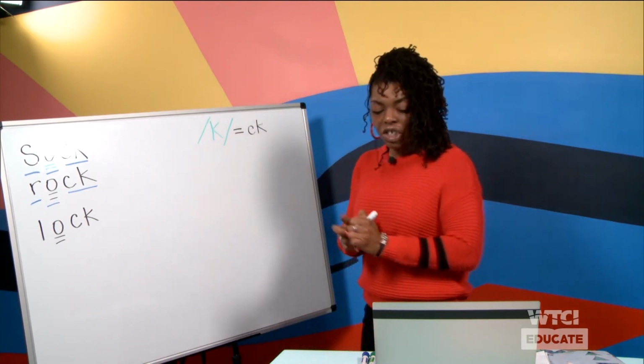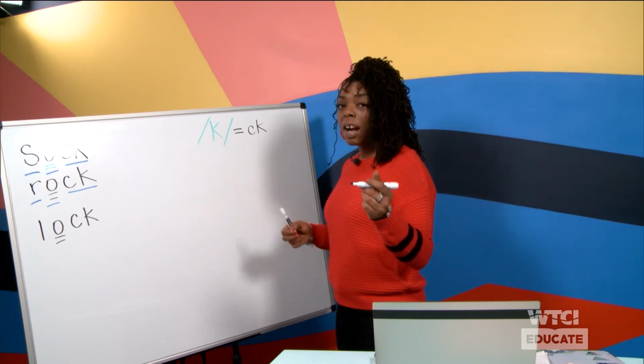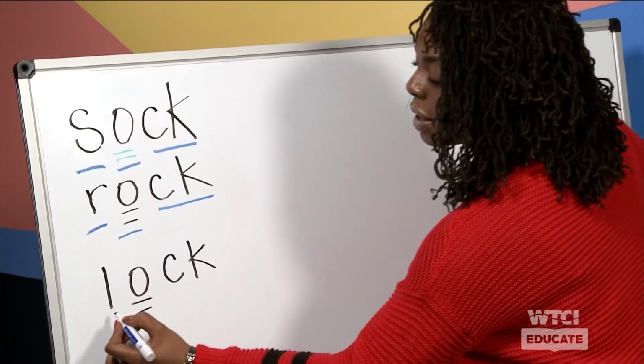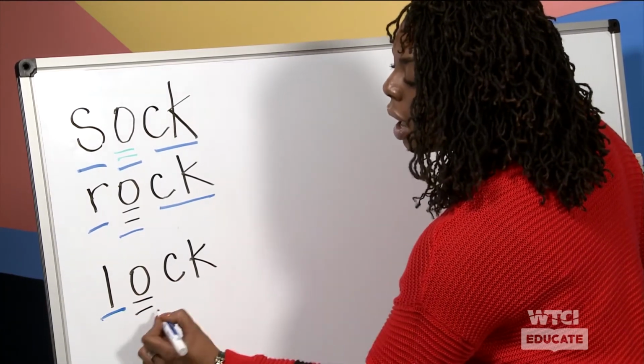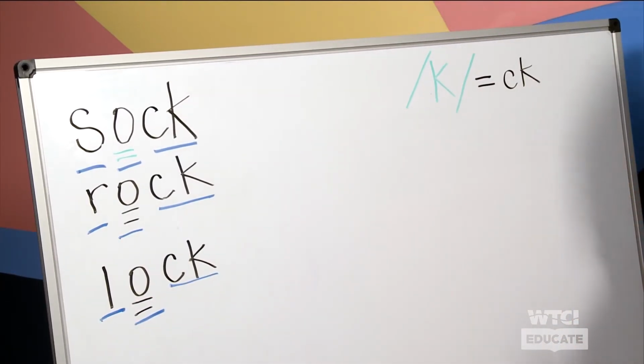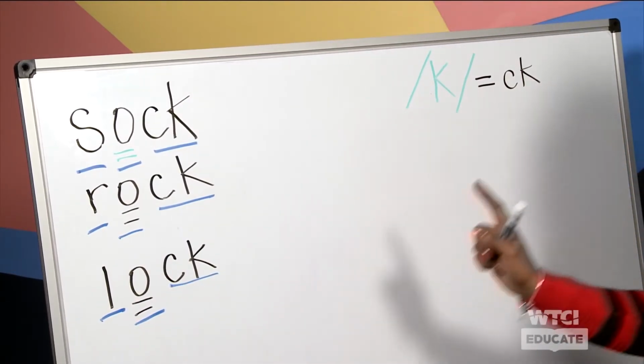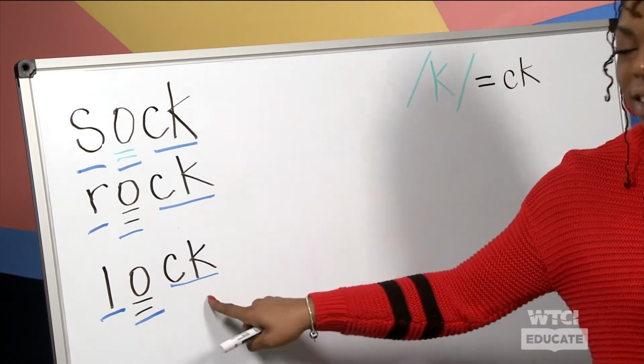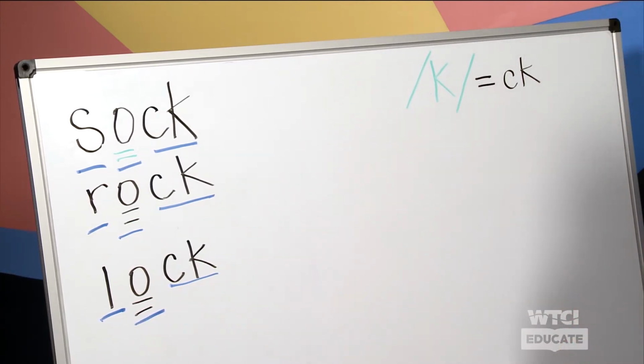All right, let's check. Always want to check our work. Here we go. Segment it with me. L, o, K. Got it? 3 sounds. Those 3 sounds are represented by these letters. All right, awesome work. Whew. You ready for some more? We're not done yet, okay?